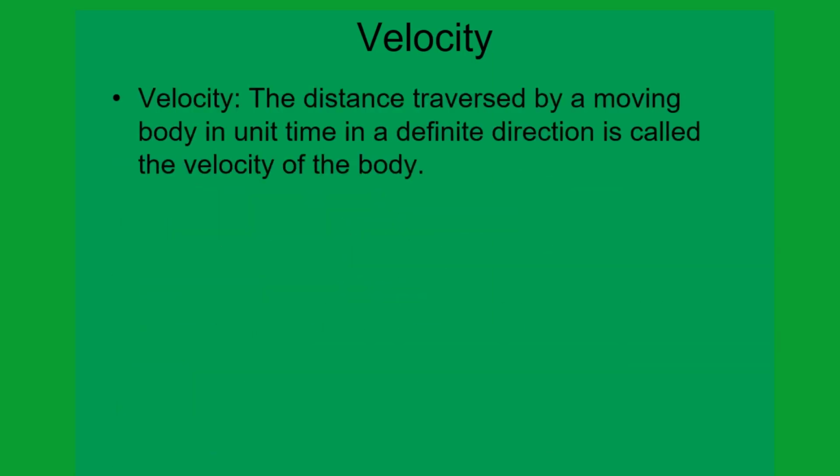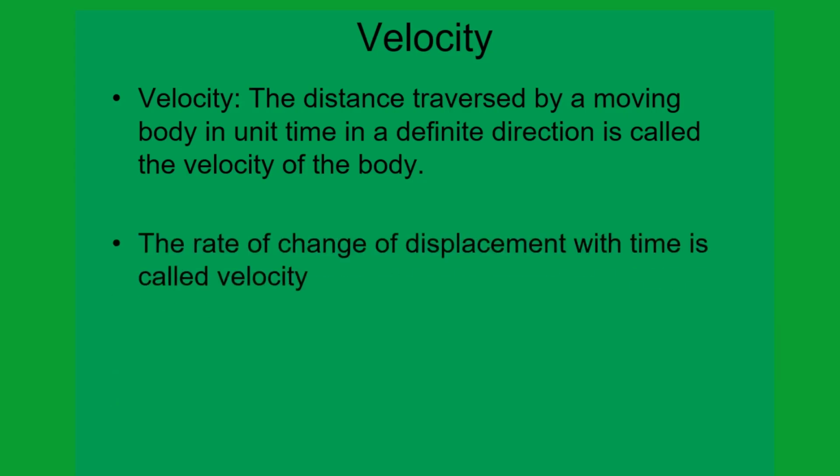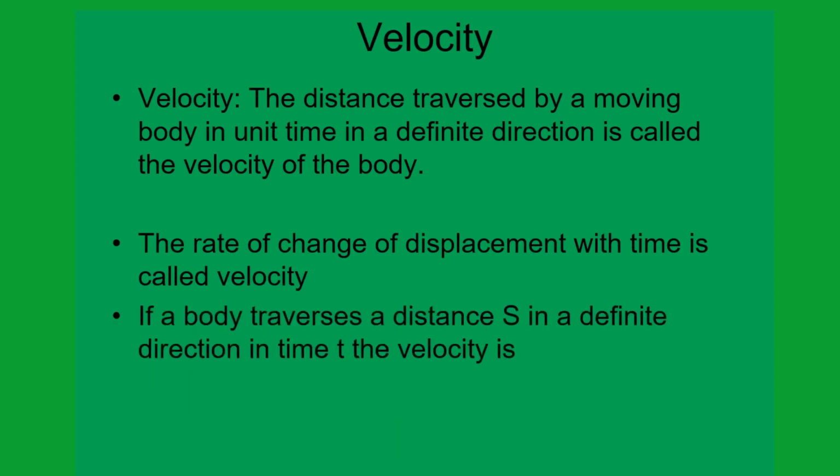Now, velocity. The distance traveled by a moving body in unit time in a definite direction is called the velocity of the body. So we can also say that the rate of change of displacement with time is called velocity. If the body traverses a distance s in a definite direction in time t, the velocity is v equal to s by t. Velocity is a vector quantity because it has both magnitude and direction. It has a specific direction.